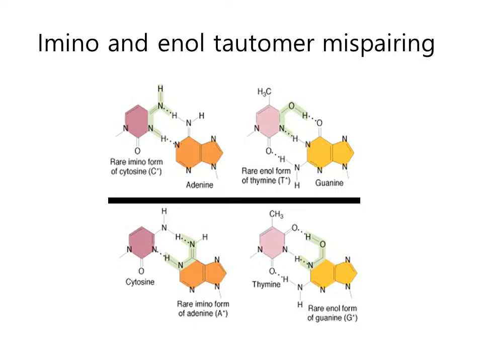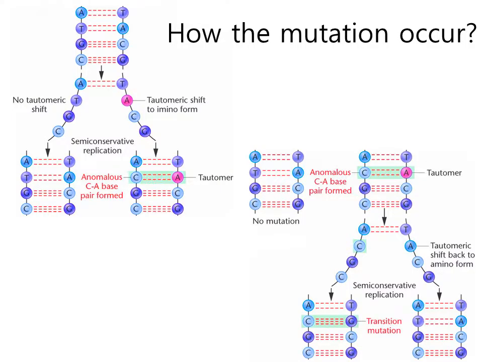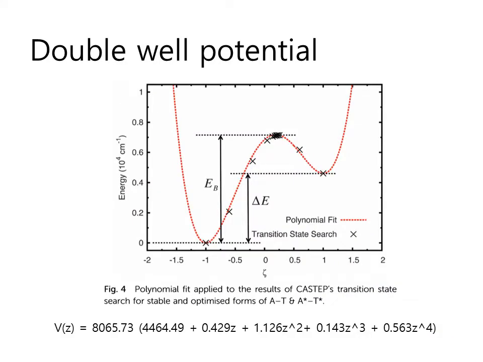Interestingly, the tautomer form can bind with the other nucleotide. For example, C can bind with T, A can bind with G, and vice versa. We call this phenomenon mispairing, and this kind of mispairing can cause mutation. How can mutation occur? The mutation occurs while the DNA is replicating. At the first replication, an anomalous CA base pair formed, and at the second replication, a transition mutation occurred.